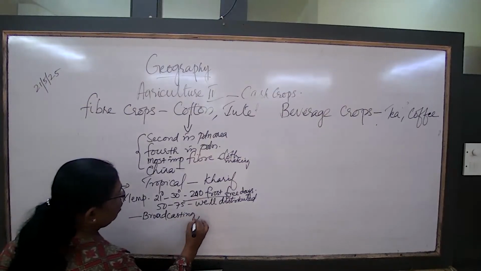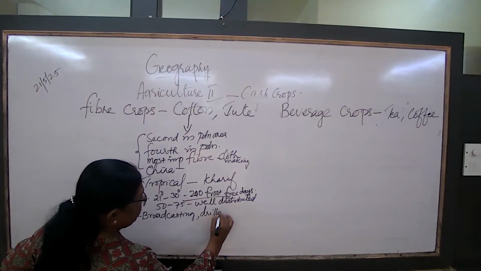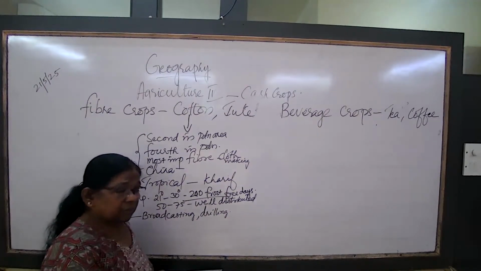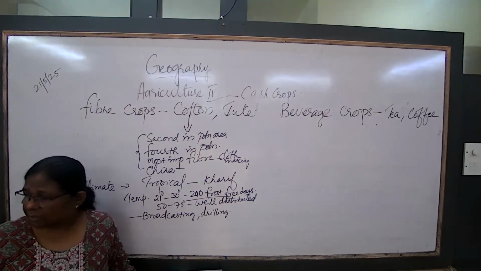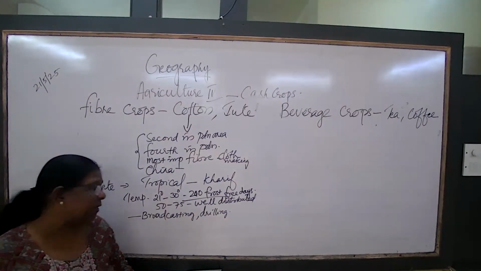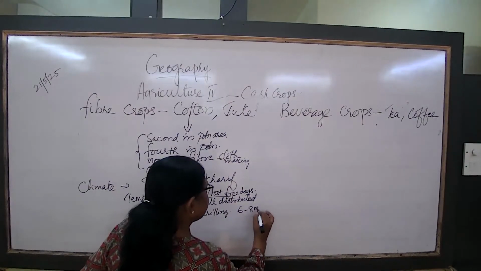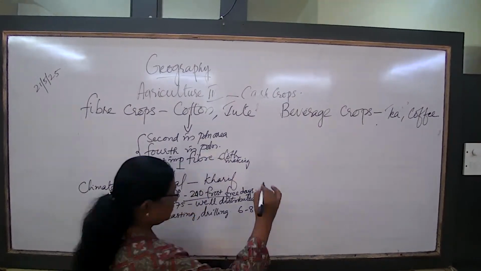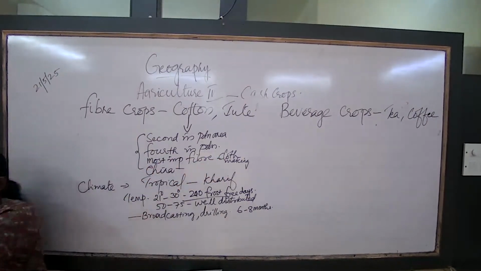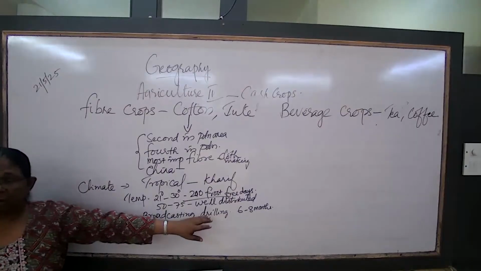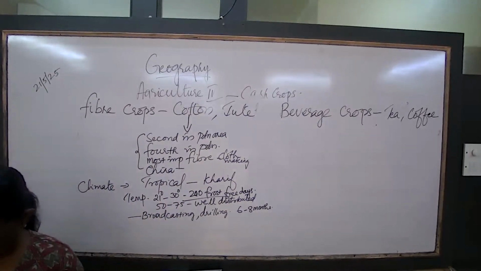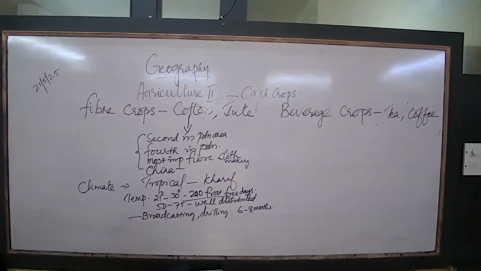Broadcasting or drilling method, that is how the sowing is done. The growing season is 6 to 8 months, as in the textbook. We have seen sugarcane is 10 to 18 months, and cotton is 6 to 8 months. Sowing is mostly done before the onset of the rains.